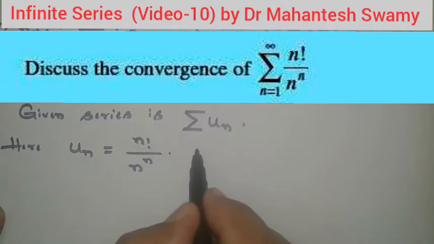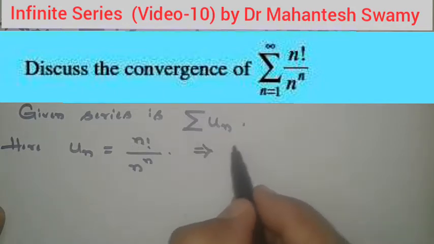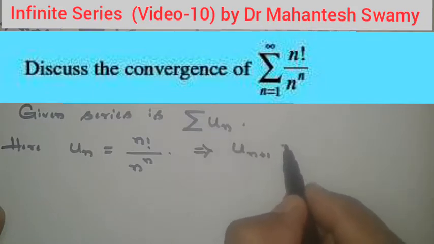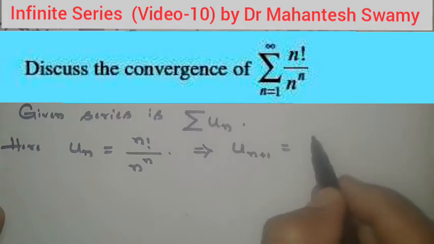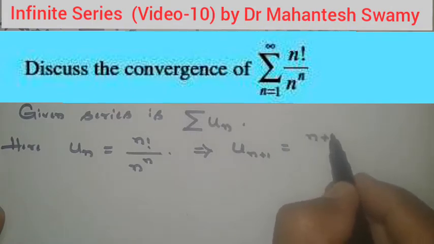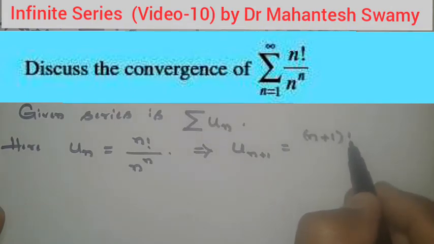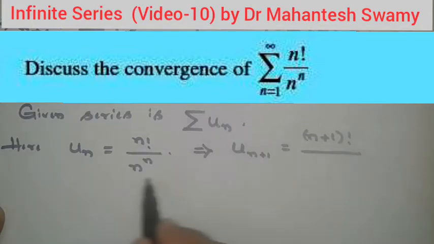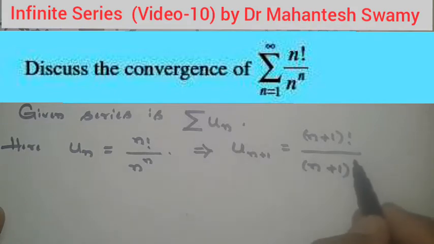After having un, in order to apply the ratio test, it is advised to go for the next un plus 1th term. So how to get? Simply by replacing n by n plus 1 in the un term. So in un, replace n by n plus 1 to get the un plus 1th term. So here in place of n plus 1. In the exponent position also, it is n plus 1. So we are having this thing over here.